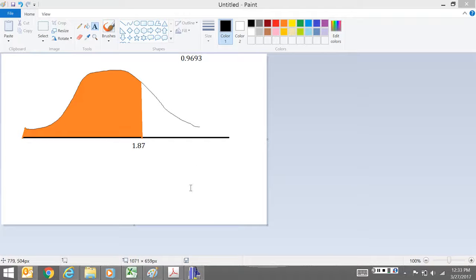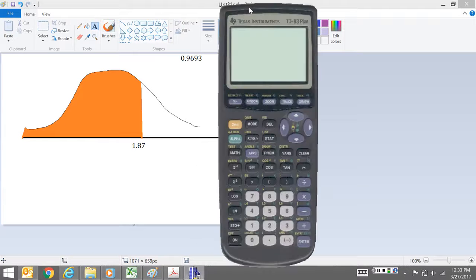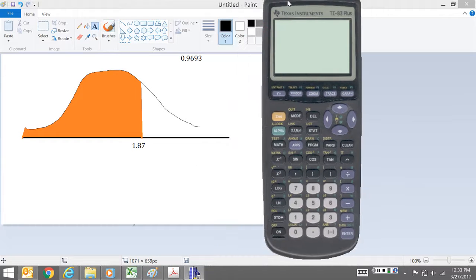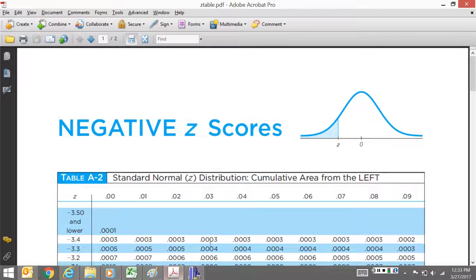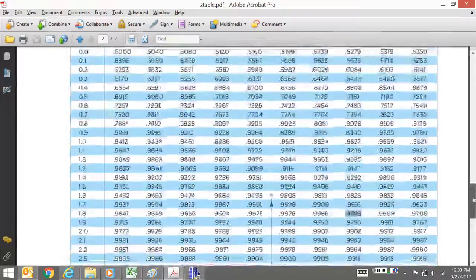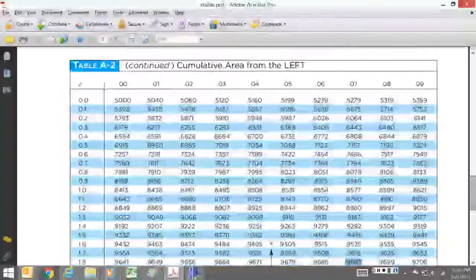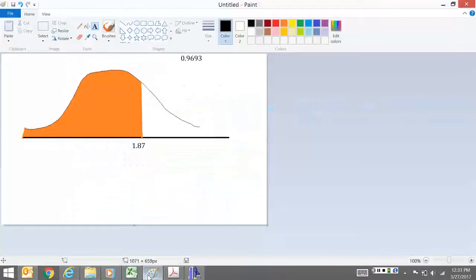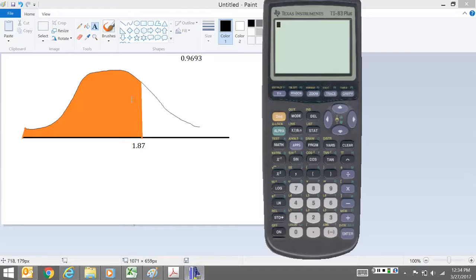So how do you find a z-score on your TI? This is a TI-83 Plus, but the TI-83s, the TI-84s, they're all really similar, even the TI-82s. Now, the answer I have up here is actually out of the table. If you look at the table, you'll notice the table always goes to the left. Since we're looking up 1.87, you can see right there's the answer. I looked that up, so then we can see that, oh hey, our calculator matches.